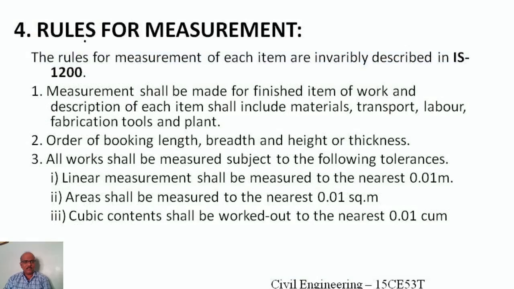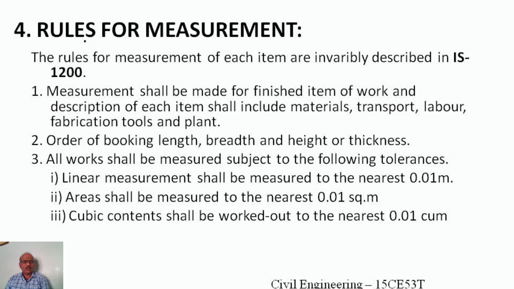Okay, the next is rules of measurement. The rules of measurement for each item are invariably described in IS 1200 part 1 to part 29. These codes will describe the rules of measurement, how the measurement is made, and what is the procedure for the deduction. There are around 29 codes available for the measurement of different items of work.